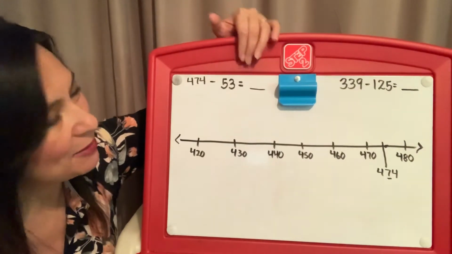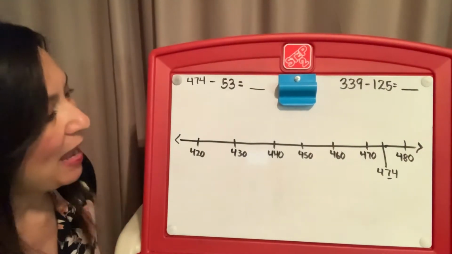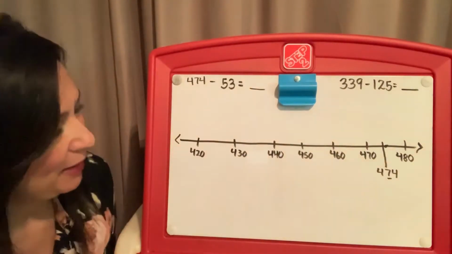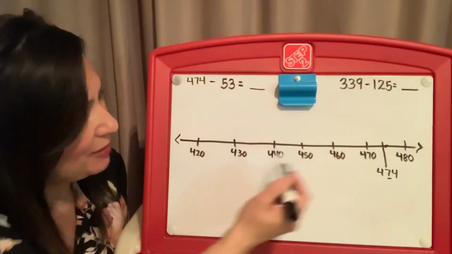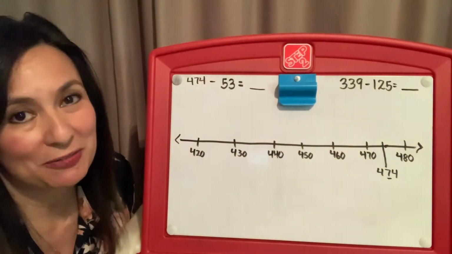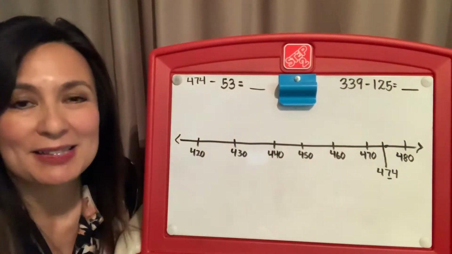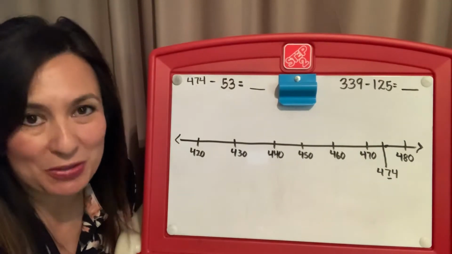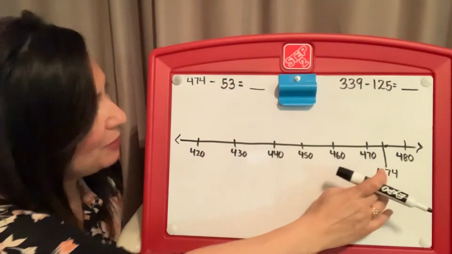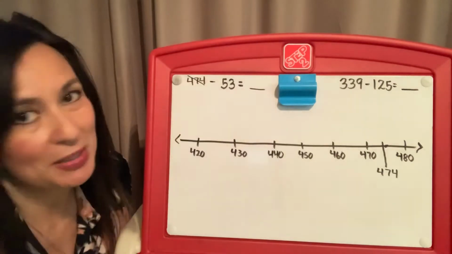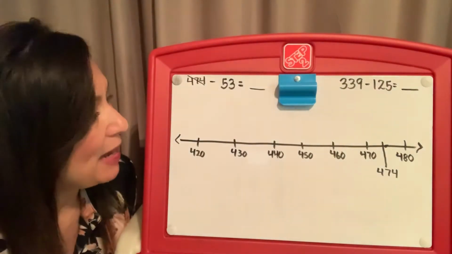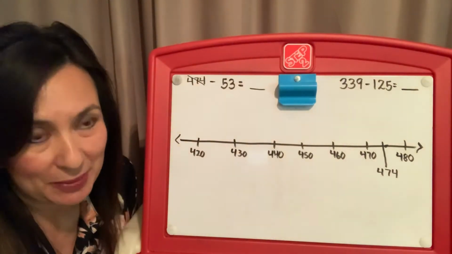474 subtract 53. I already wrote my number line and I positioned some numbers on it, and I already took the first step. What is the first step? What did I do? Say it with me. Position the total. So I already positioned 474. Once you do that, you're done with it. Now I need to subtract 53.